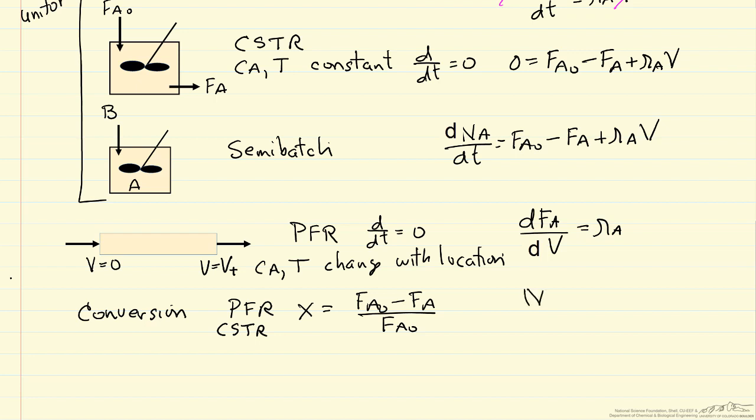For a batch reactor, it would be number of moles of A we start with, minus number of moles at a later time, over the number of moles of A that we start with. And for semi-batch, we have to be pretty careful that conversion may not be a good variable. So this is just a brief overview of ideal reactors and their mass balances.